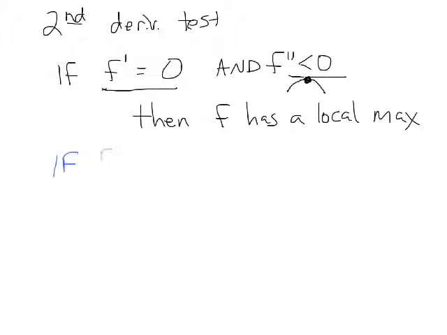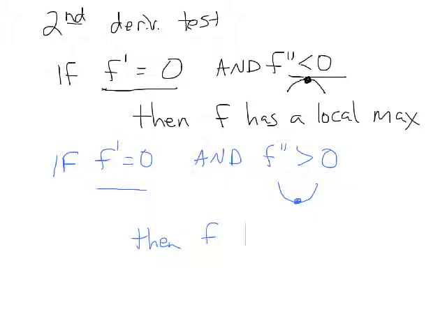Alternatively, if our derivative is equal to 0 and f double prime is greater than 0, what we have is a flat spot that is concave up. So f will have a local min.